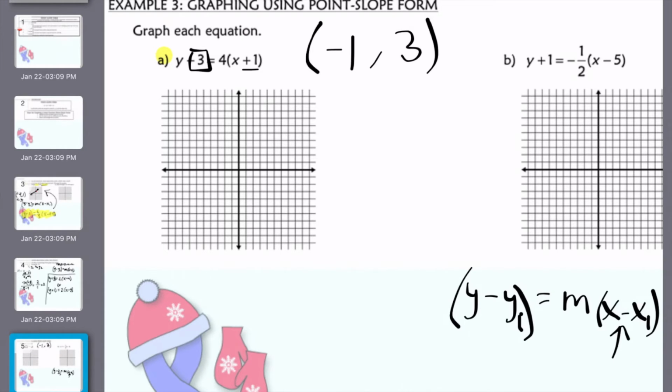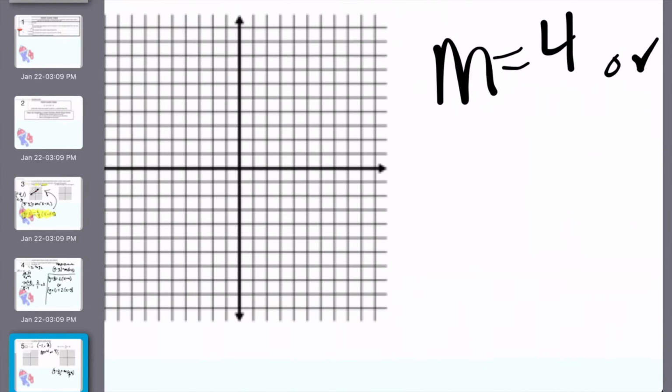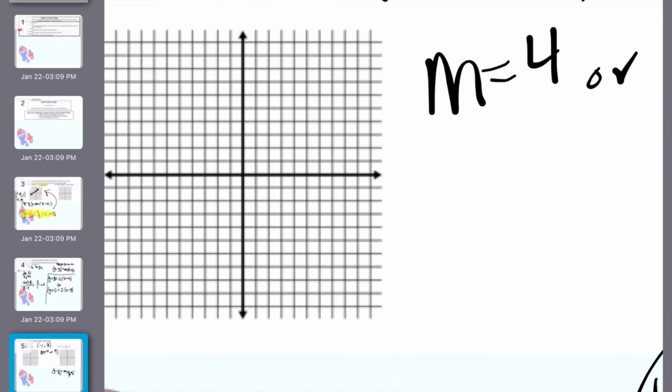And then I use my slope, my m, of 4 or 4 over 1. So let's get to it. So I need to zoom in here and find the point (-1, 3). So negative 1 and then up 3, right there. And then I need to use my slope of 4 over 1. So I'm going to go up 4 to the right 1. 1, 2, 3, 4, up to the right 1. And then I'm going to try my best to make a line that goes through them.